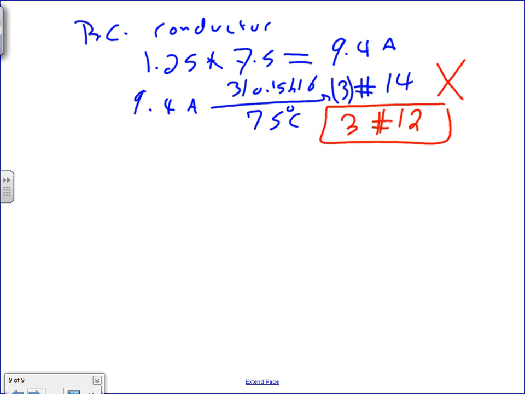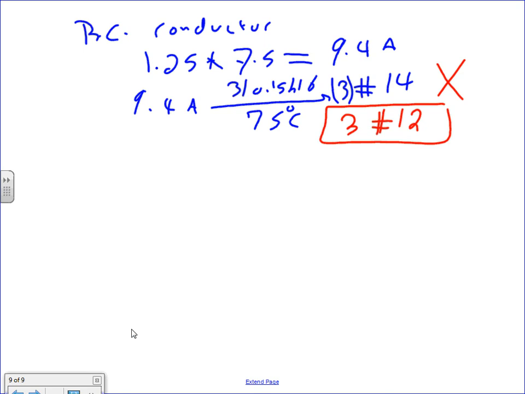Can I group these with the lighting and receptacles? Yep, you can if you want to. Is it a good idea to group them since they're small? Yes, if they're in the same area, yes. But there's one little problem. They're not coming from the same panel, though. So I can't group them even if I want to, because they're not coming from the same panel.